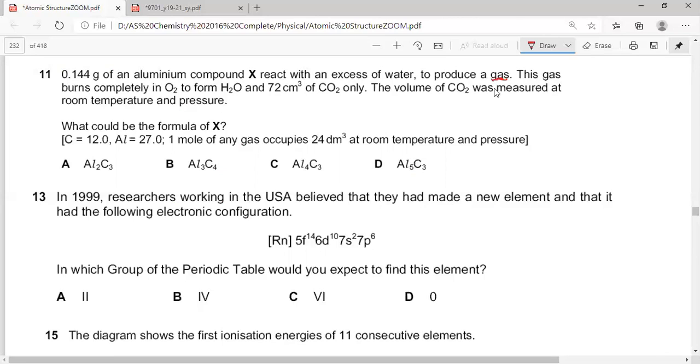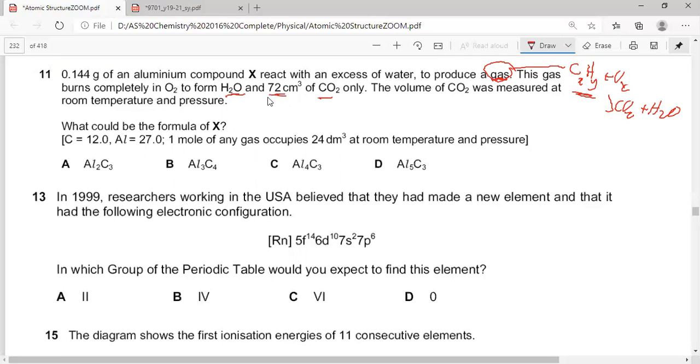The gas burns completely in oxygen. That means the gas given out here is a hydrocarbon, containing carbon and hydrogen, CxHy, plus oxygen gives you carbon dioxide and water. That is the assumption you have to make. Only, no other things. The volume of CO2 is measured at room temperature. This is the volume.